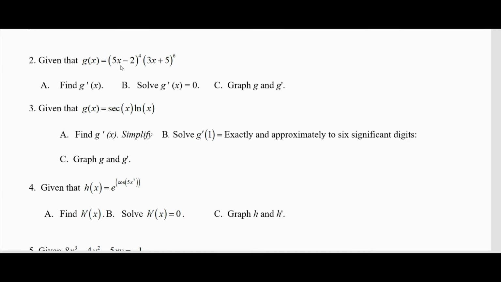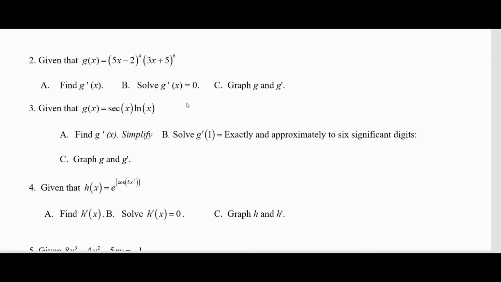Question number 2 says g of x equals (5x minus 2) to the 4th power times (3x plus 5) to the 6th power. We want to find the derivative g prime of x, solve g prime of x equals 0 for x, and then graph both g and g prime.